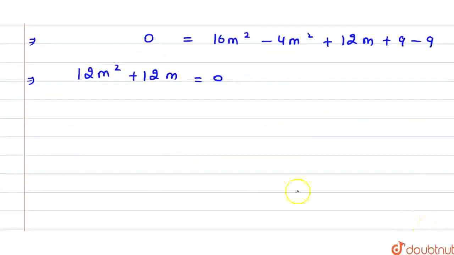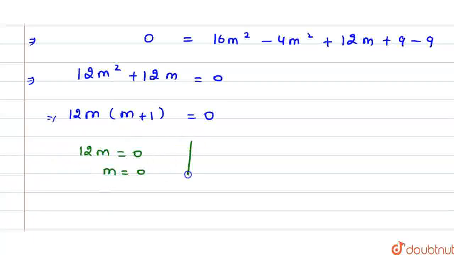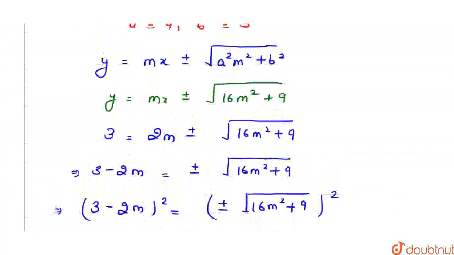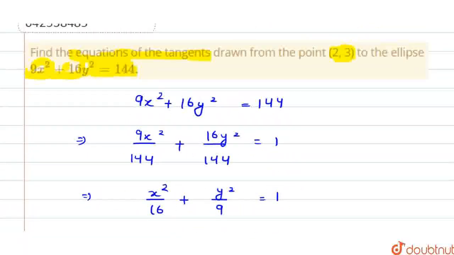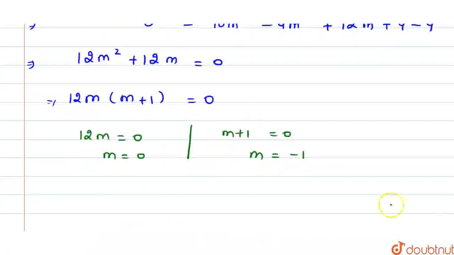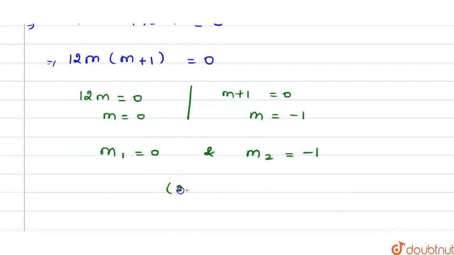Now, if we take 12m common from here, then this will be 12m(m + 1) = 0. Then if we equate each term to 0, 12m = 0 implies m = 0, and m + 1 = 0 implies m = −1. Now this was the standard equation of the tangents, and the point (2,3) will satisfy both of the tangents. So one value of m will be the slope of one tangent, this will be m1, and the other value of m will be the slope of the other tangent, and both our tangents are passing through this point.